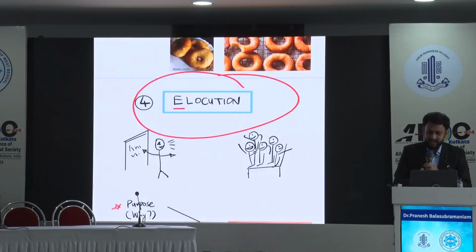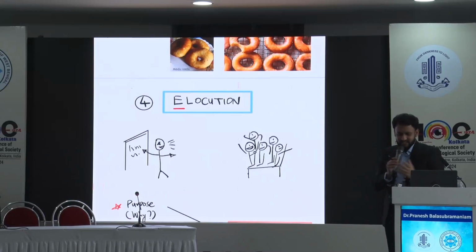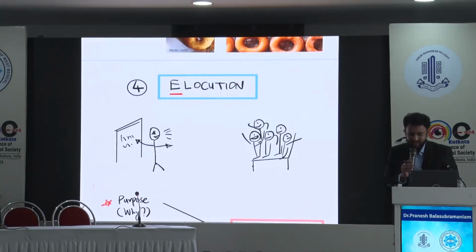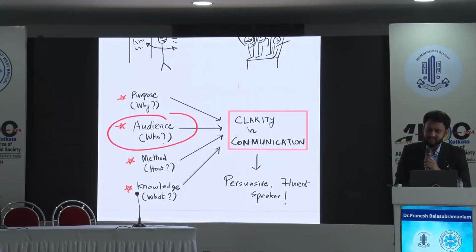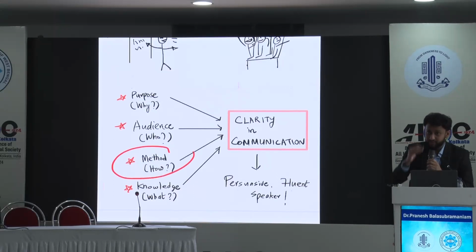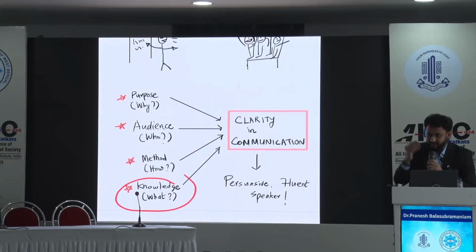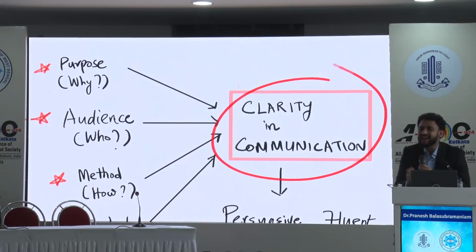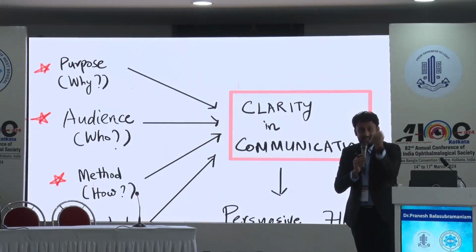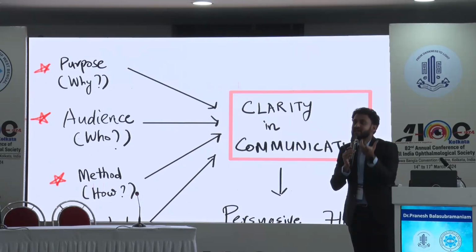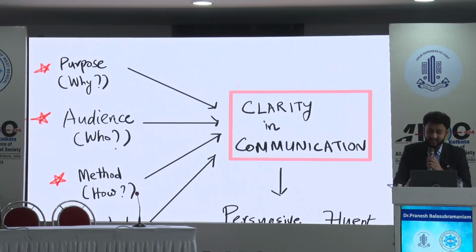The last is going to be elocution. Elocution is kind of an abstract thing to understand, but the whole point is when we know why we are teaching, when we understand who the audience is, when we understand how we should teach, and we know what we are teaching, there is going to be clarity in communication. That comes into practice naturally. And when there's clarity in the communication, we can be an elocutionist. We can be an eloquent, persuasive, fluent speaker.